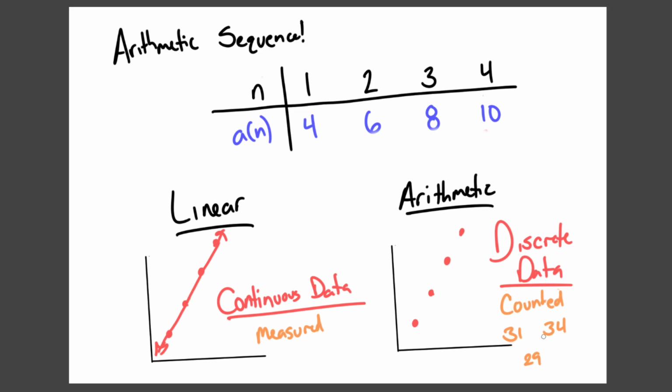These are all part of my sequence. I would never count 29.5 students. I'm never going to have half of a student there. So it is not including everything in between. I can have 29, I can have 31, I can have 34, I can even have 0 students show up.